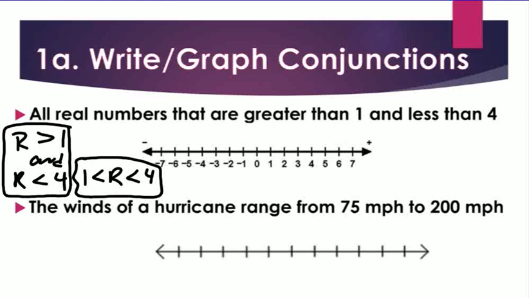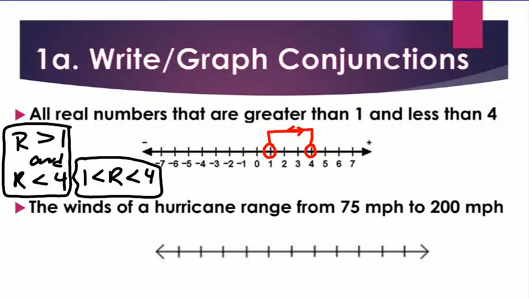So now let's graph these. If I do the first one, r is greater than 1. So I find 1, it just has the greater than, so it's an open circle. Greater than 1 means it goes to the right. And r is less than 4. Open circle on 4. Less than means it goes to the left. So it forms like a tabletop or a bridge. They go towards each other. So that would be my graph for that one.